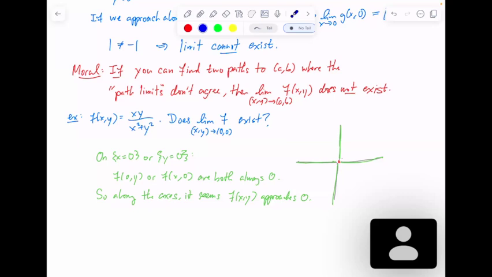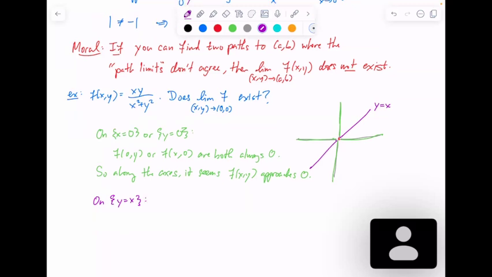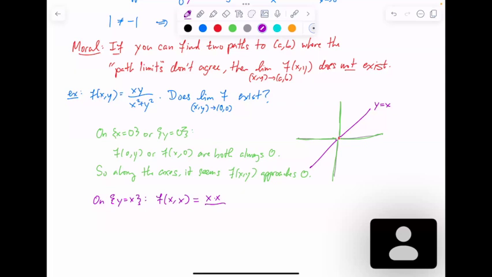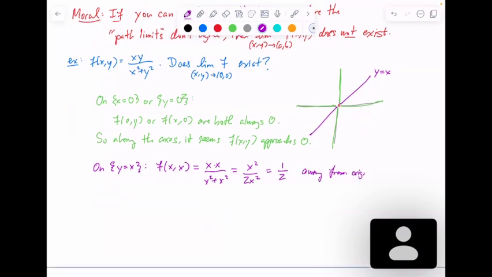Okay, but let's try a more interesting line here. Let's suppose we approach it on y equals x. So that's this line here, this path, y equals x. On y equals x, you can set x the same as y, so f of x, x is the same thing as x times x over x squared plus x squared. This is x squared over 2x squared, which is 1/2, away from the origin. So everywhere outside the origin, you're at 1/2.